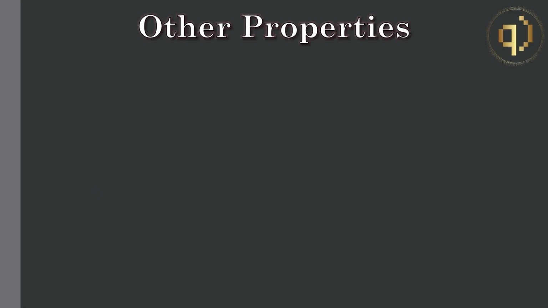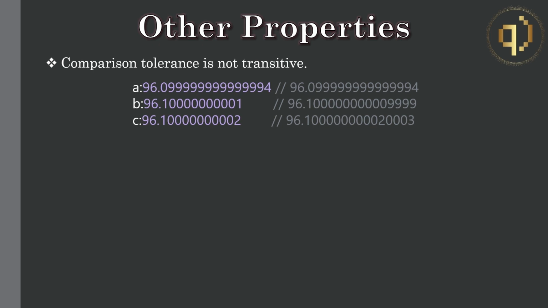We look at some other interesting properties of floating point types and comparison tolerance. Comparison tolerance is not transitive. For example, if we assign A, B, and C as shown, and then check if A is equal to B, we get true. If we check if B is equal to C, we get true. But when we check if A is equal to C, we get false. So just because A is tolerantly equal to B and B is tolerantly equal to C does not necessarily mean that A will be tolerantly equal to C.